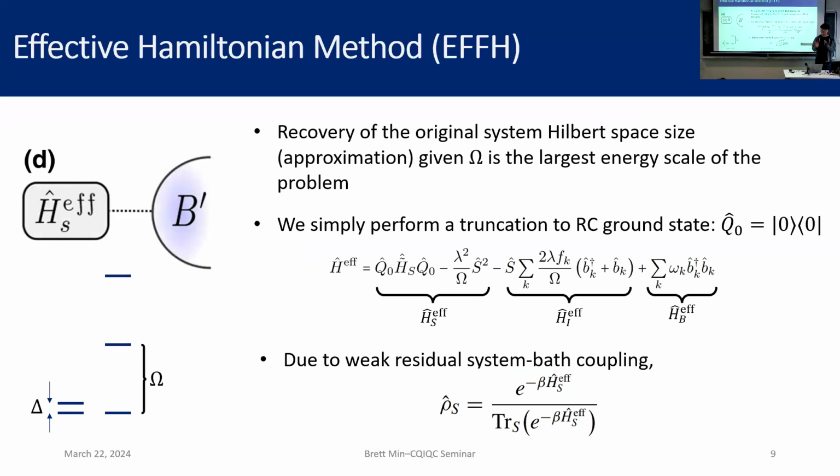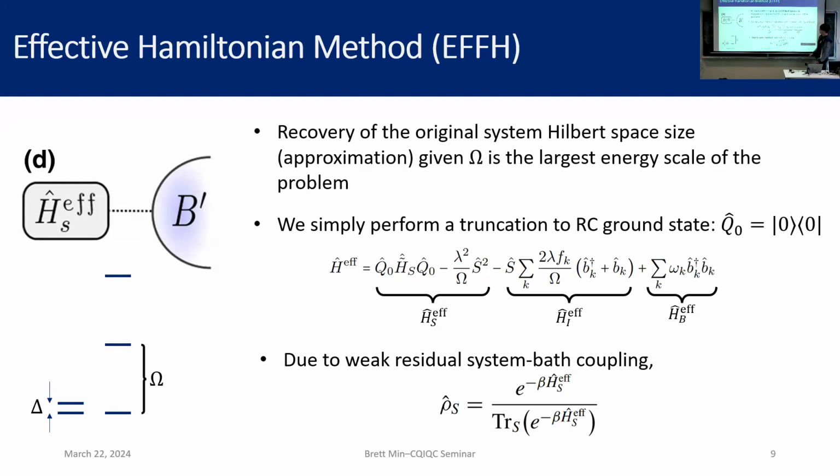You're just doing consecutive unitary transforms, and then we do an approximation. That approximation is that the RC mode that we extracted, which is essentially a harmonic oscillator, so it has equally spaced energy levels, we're going to restrict ourselves to the ground state of that harmonic oscillator. This approximation is valid if you assume that the largest energy scale of your system is this characteristic frequency, big omega. So if it's larger than the typical energy scale of the system, delta, then you can safely assume that you're restricted into the subspace.